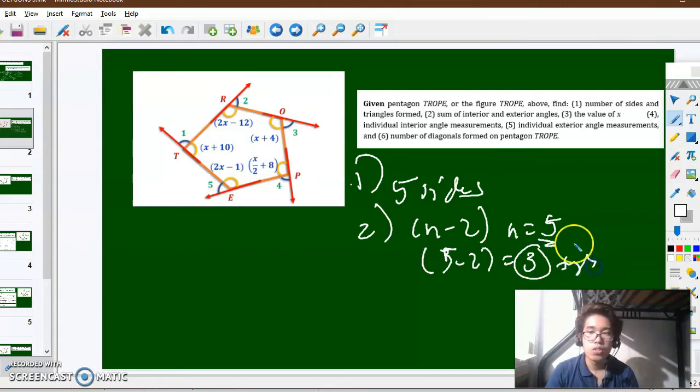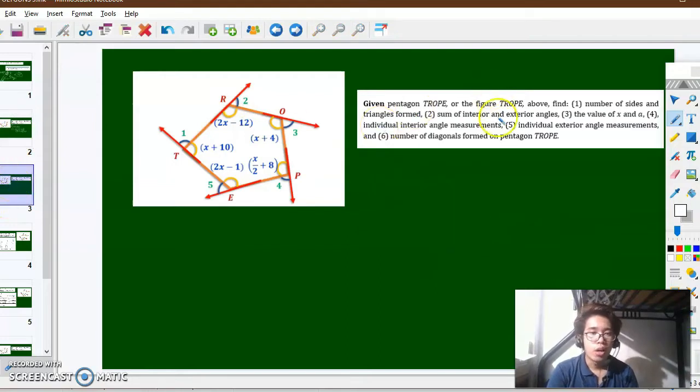Moving forward, we have number 3. We want to find the value of x. Just x. How do we find the value of x? What we do here is we simply equate all of the interior angles that we find here on this pentagon.